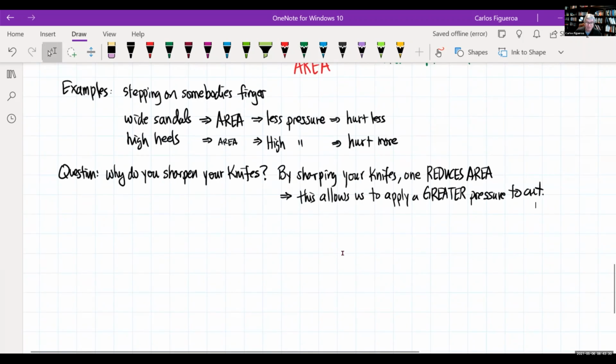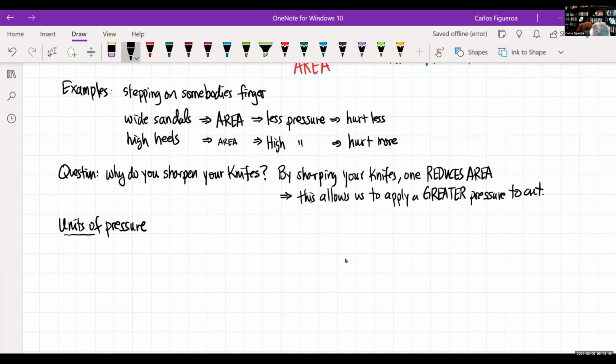That's what I mean by pressure. So now what we've got to do here is talk about the unit of pressure. The units of pressure are extremely tiny.